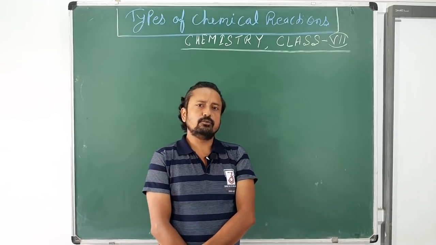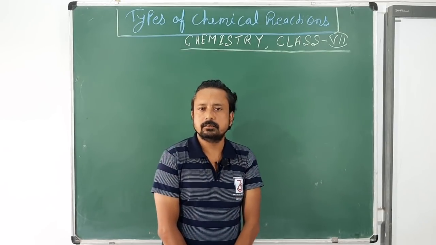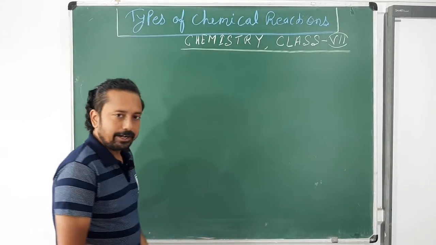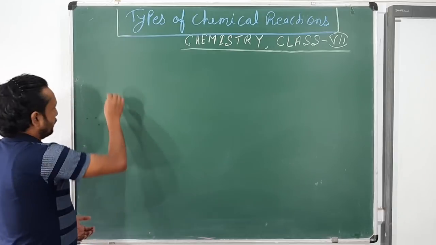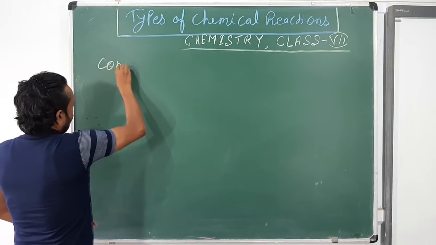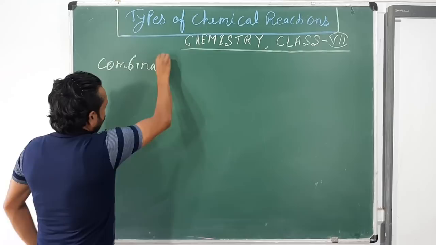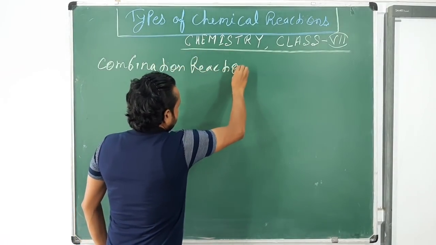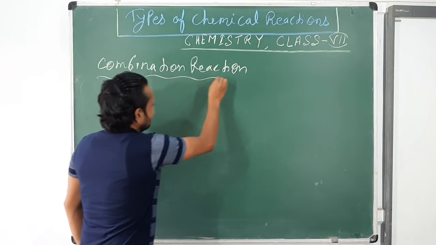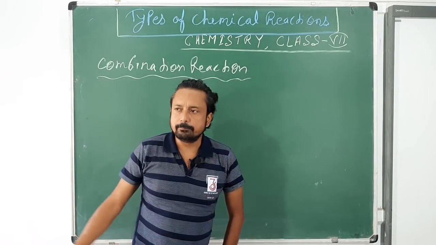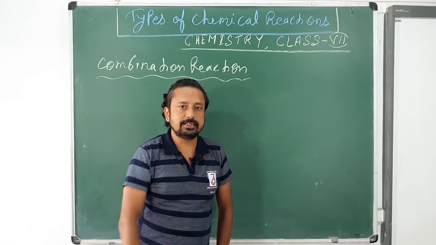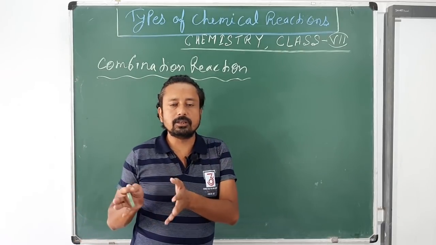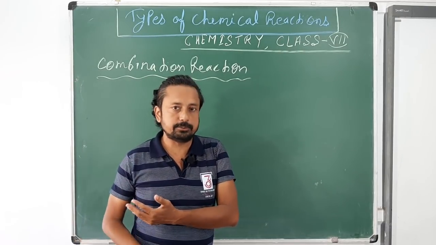So on the basis of the way a reaction is completed, there are several types of reaction. In this video, the first type of reaction is combination reaction. This one is also called synthesis reaction. Combination means combining two or more than two materials or two or more than two substances.